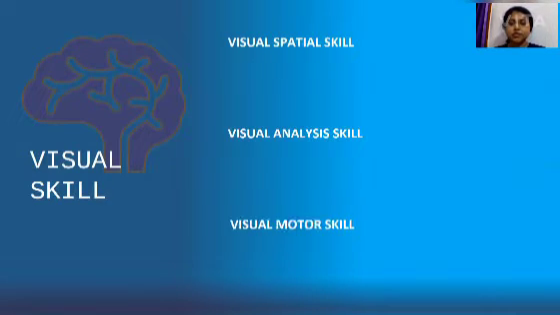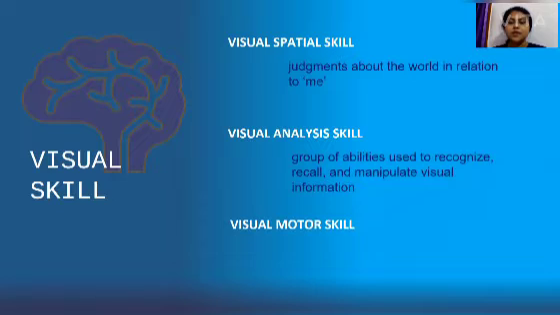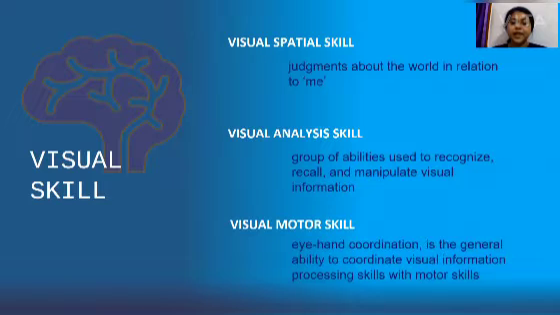What is the spatial skill? It is the judgment about the world in relation to me. Analysis skill means the group of abilities used to recognize, recall, and manipulate visual information. And visual motor skill is eye-hand coordination. It is the general ability to coordinate visual information processing skill with the motor skills.